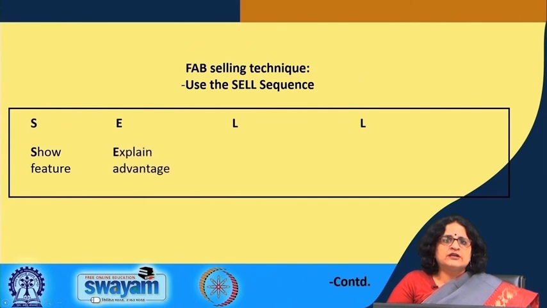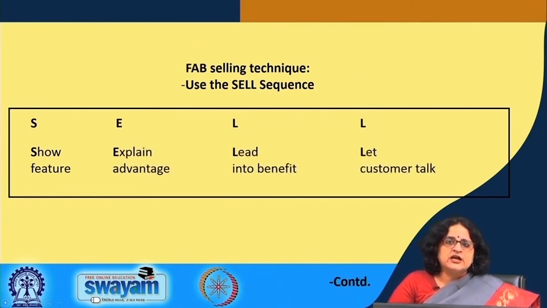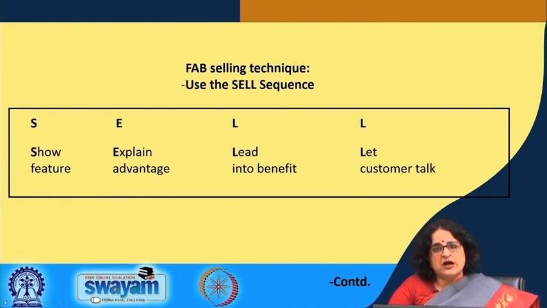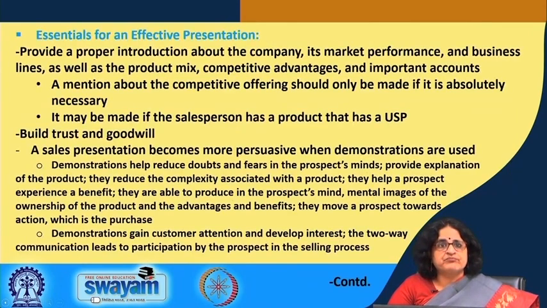So here we often can use the FAB selling technique with the SELL sequence. So a FAB selling technique clubbed with the SELL sequence, where you show the feature, which is F, you explain the advantage, which is A, and you lead into a benefit, which is B. Now showing the feature means S, explaining the advantage means E, leading into a benefit means L, and then of course it's important that you let the customer talk and listen to him, which is L. So that is how you club the FAB selling technique, and you use it with the SELL sequence.